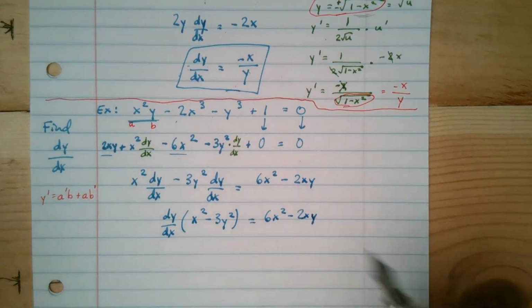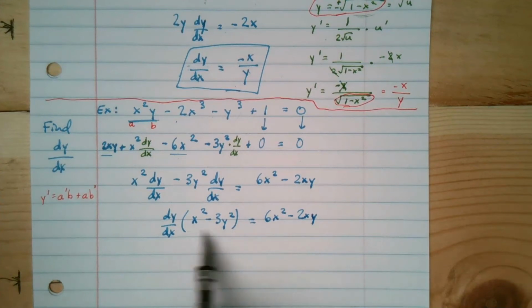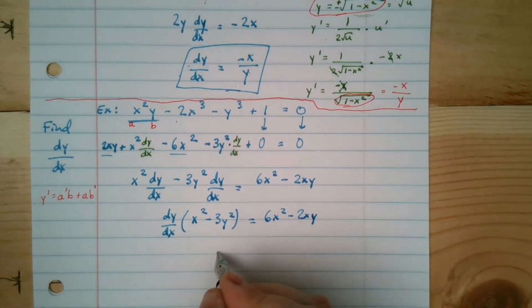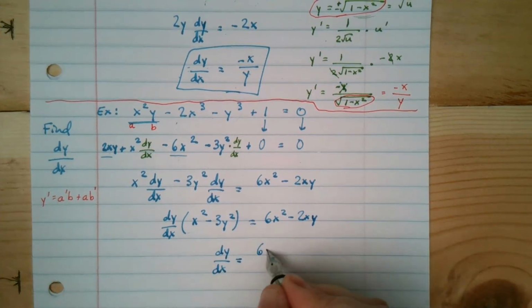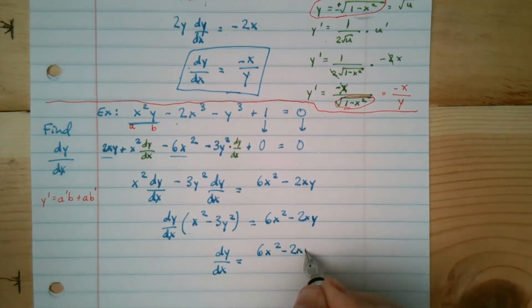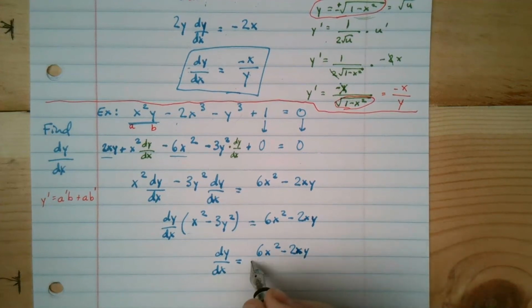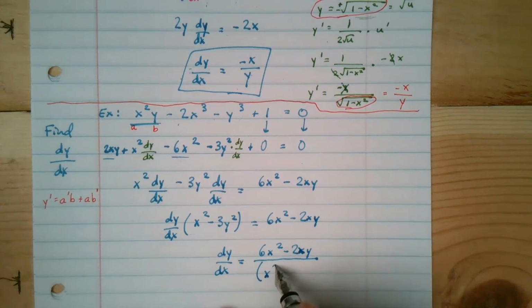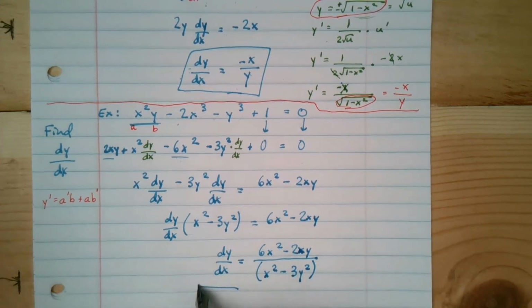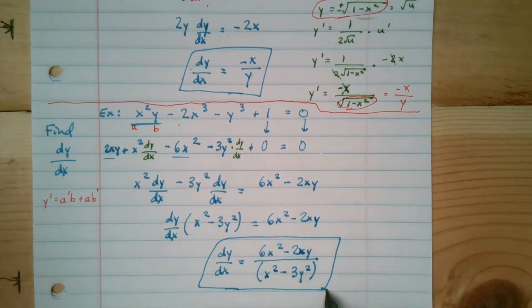Okay? Now, divide by this. You get dy dx equals 6x squared minus 2xy over this quantity, x squared minus 3y squared. And that is your derivative.